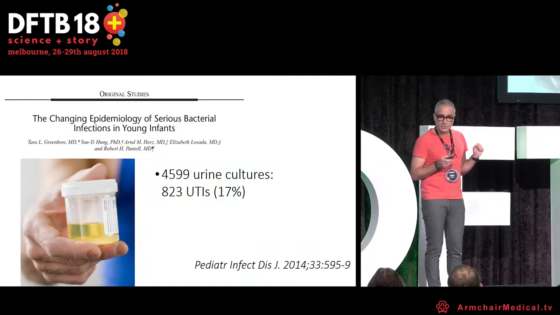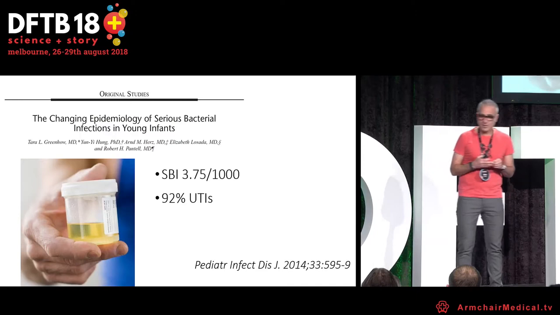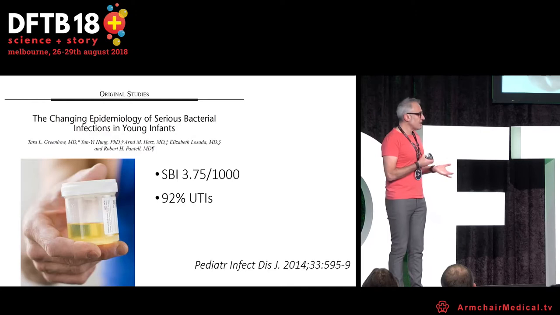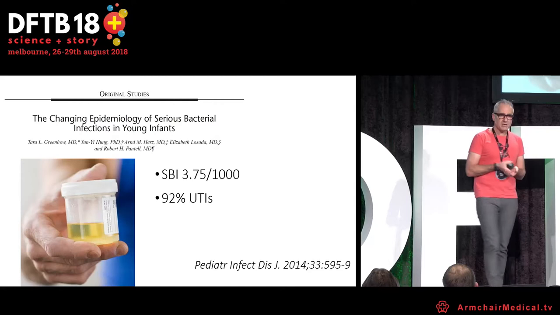The overall results from this study showed that the serious bacterial infection rate was 3.75 per thousand, so less than 0.3%, around 0.3%, and the vast majority of those children had a urinary tract infection. So when I see a child in the emergency department, what that means to me is that I can do nothing more than a urine in the vast majority of them. And in fact, even that may not be necessary to do in a big hurry.